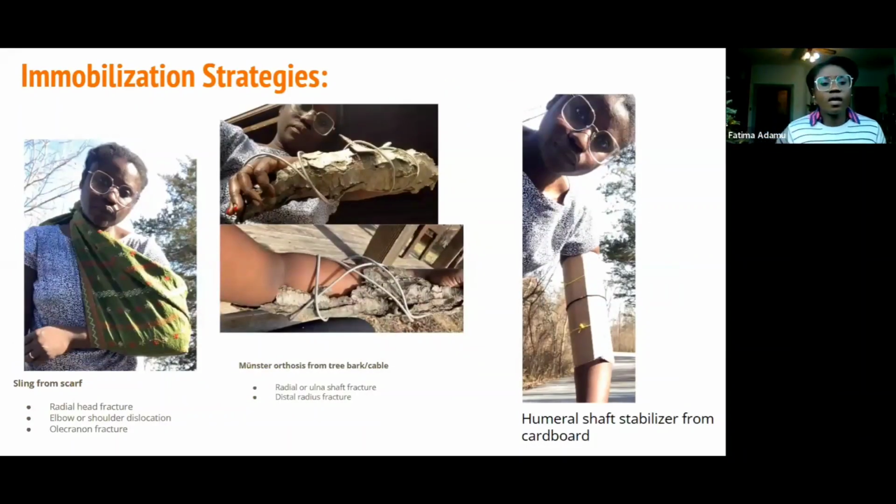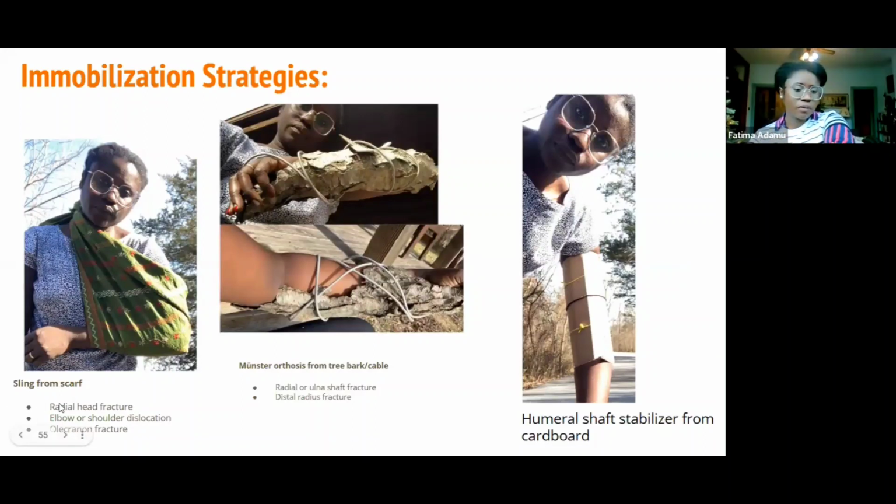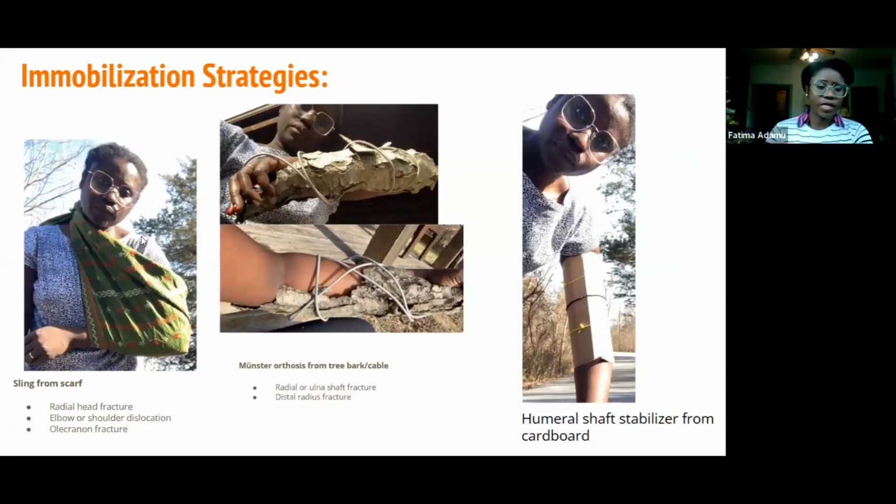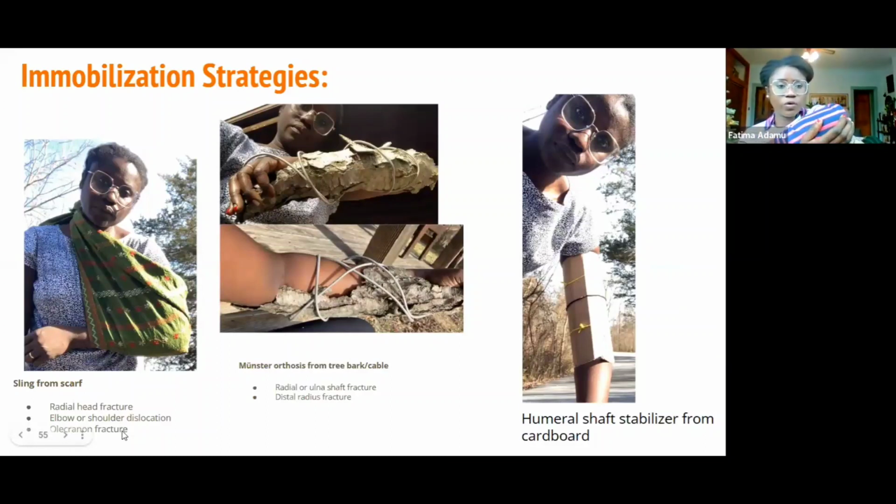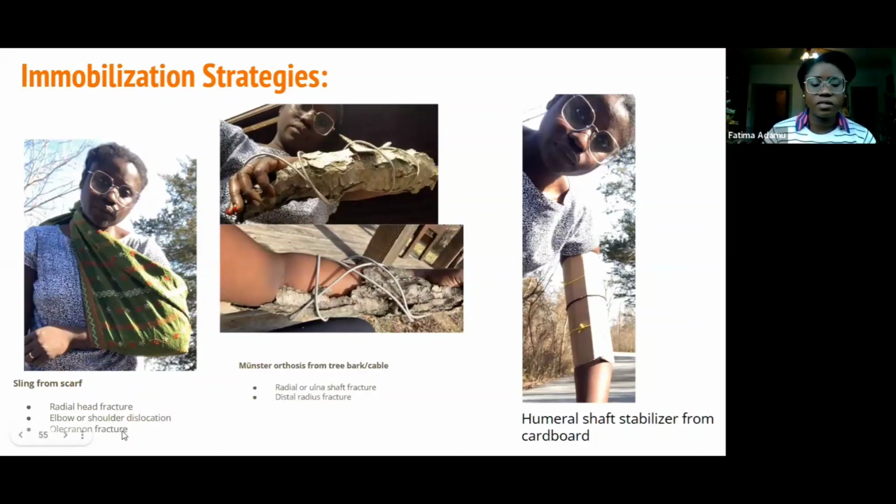Okay, so a sling. I made a sling out of a scarf that I had to see how effective that would be. So radial head fracture, again, elbow or shoulder dislocation, that would help keep my shoulder stable, because sometimes the humerus is kind of pulling out of the shoulder socket. And olecranon fracture, so fracture of the bony point there, would help to keep everything in place until you can get some further care.